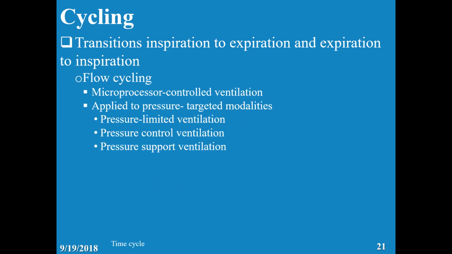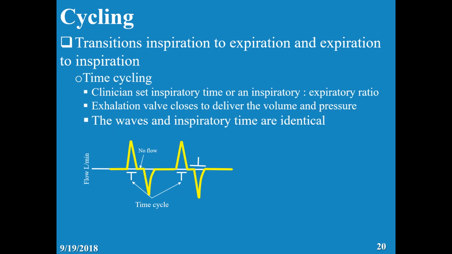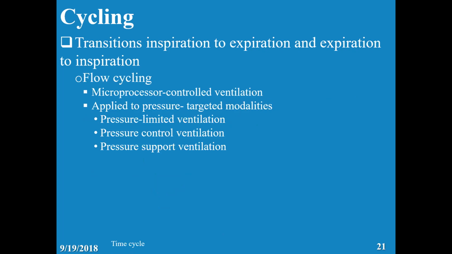Okay. So we also have flow cycling. Remember, we have time cycling. So we tell the machine, give 0.3 second as inspiration, pause 0.1 second, and give 0.6 second for expiration, and then pause and then start. So we tell different times for different phases. That's what we call time cycling or phase variable. We also have flow cycling. So there is a microprocessor controlling the ventilation.